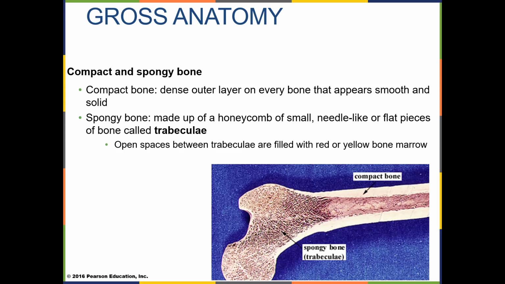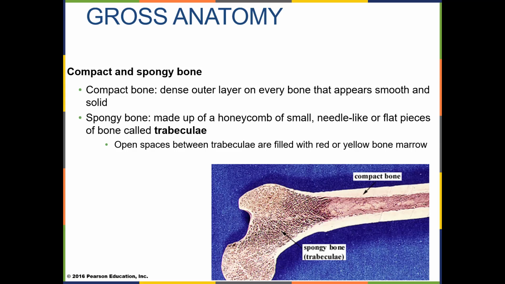Spongy bone looks like a honeycomb, or a sponge. It has a series of structures called trabeculae that look like little cross bridges. A sponge is a bunch of little tiny holes. You know what a sponge looks like, and this is what spongy bone looks like. Now, the advantage of spongy bone is that it's very, very strong. It doesn't look like it'd be very strong, but it is.